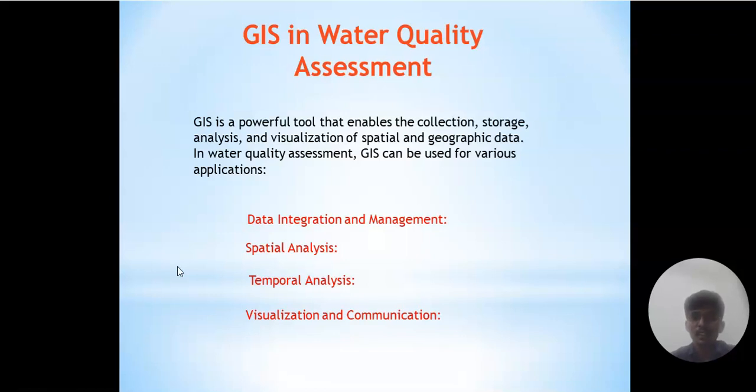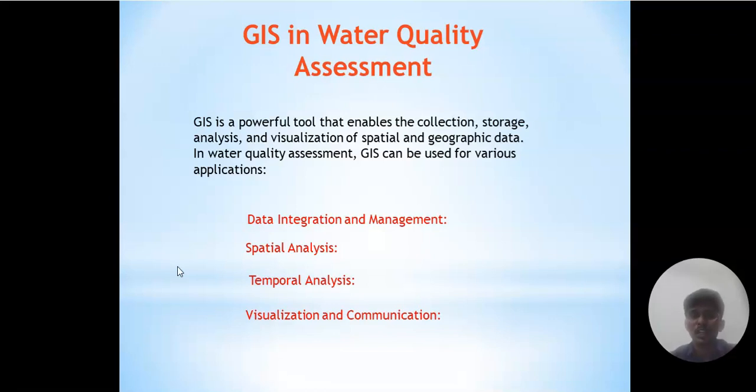Then we can say spatial data management. So GIS manages spatial data effectively, facilitating the organization, retrieval, and updating of water quality data. Then second one is spatial analysis. So mapping the water quality parameters. GIS is used to create detailed maps showing the spatial distribution of water quality parameters like pH, turbidity, dissolved oxygen, nitrates, and phosphates. This map helps identify the pollution hotspots and areas that need attention. Then we can say identifying the pollution sources.